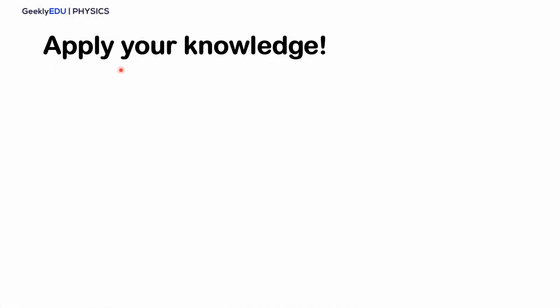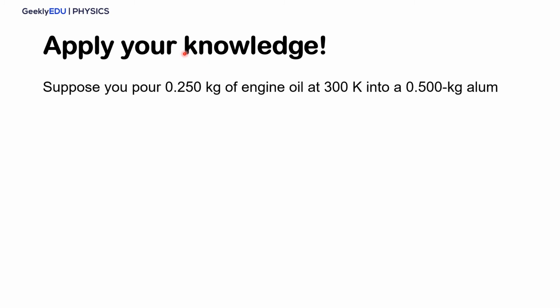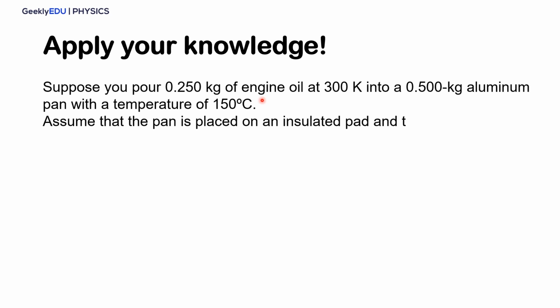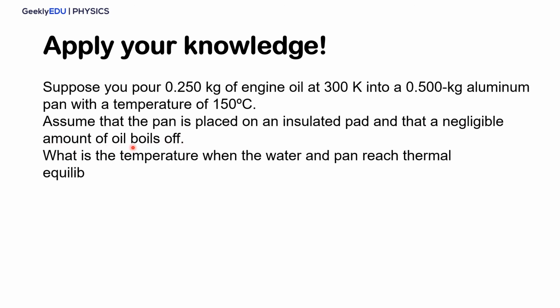Okay, so try to apply your knowledge now. Suppose you're pouring 250 grams of engine oil at 300 Kelvin into a half kilogram aluminum pan with a temperature of 150 degrees Celsius. Assume also that the pan is placed on an insulated pad and that a negligible amount of oil boils off. So what is the temperature when the oil and pan reach thermal equilibrium?